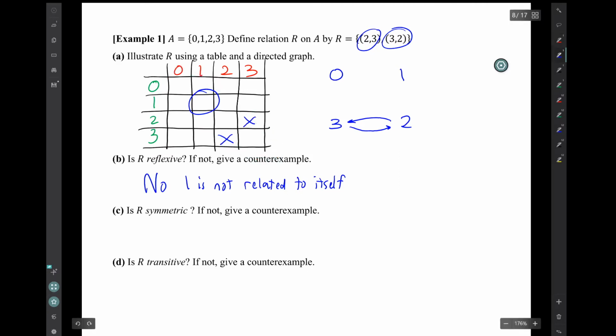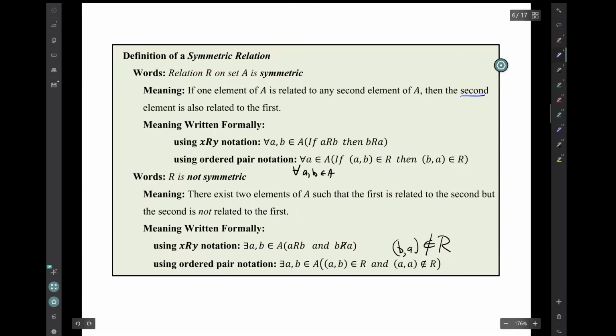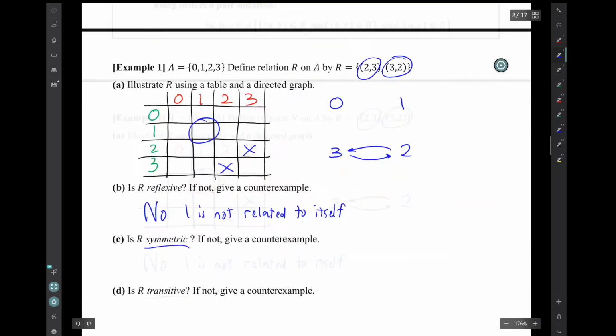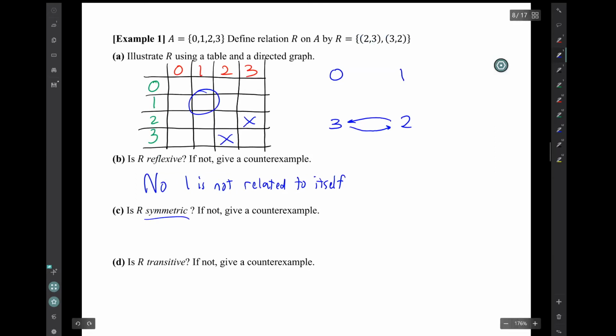Now, is R symmetric? Well, remember what that means. To say a relation is symmetric means if you have an ordered pair A comma B that's in your relation, then the ordered pair B comma A is also in the set. Well, look, our relation only has these two ordered pairs. And so 2, 3 is in the relation, and 3, 2 is in the relation. So this is symmetric.